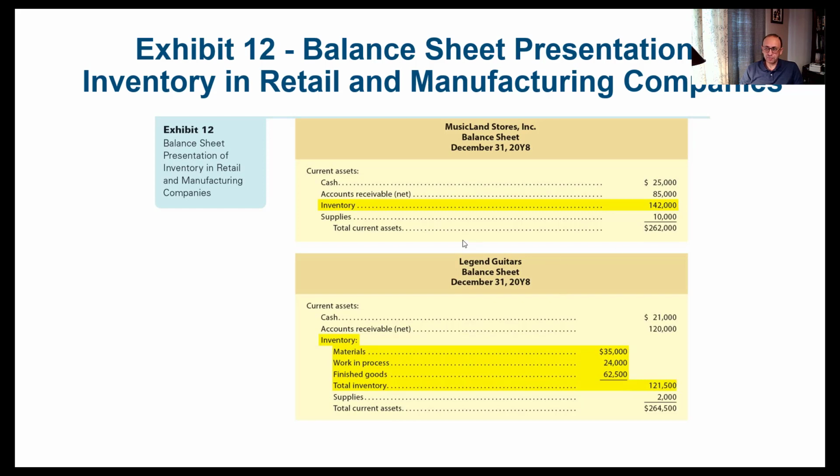In our example that we've been using in this chapter, which is Legend Guitars, you see that inventory has been classified into three items. We have the materials, we have work in process, and we have the finished goods. The total for these three numbers is presented as total inventory. By the way, these are not debit and credit. I just want to make sure that you're clear about this. On the balance sheet, we don't show debit or credit. This is just a sub-column calculation for the items in the inventory. So in inventory, you have three categories: the material, the work in process, and the finished goods.